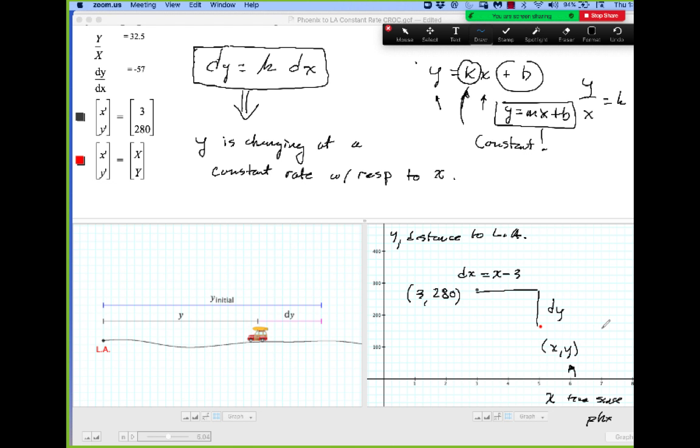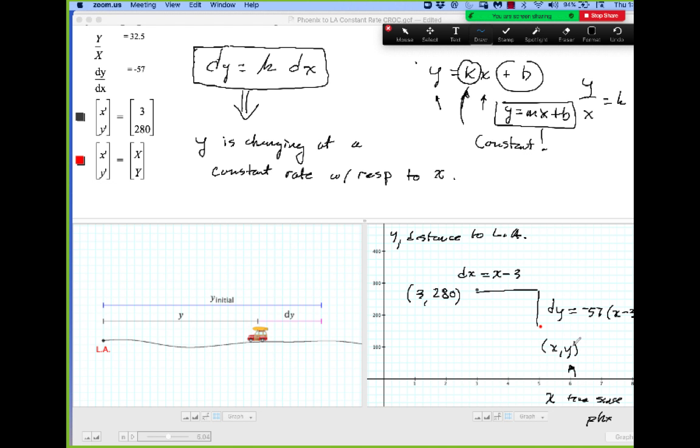What do we know about dy in this situation? That it's a constant times dx. Yes, we want to use that constant rate. So it would be k times x minus 3. Good. dy equals m dx, right? We have constant rate of change. And so our dy is our rate times the change in x.